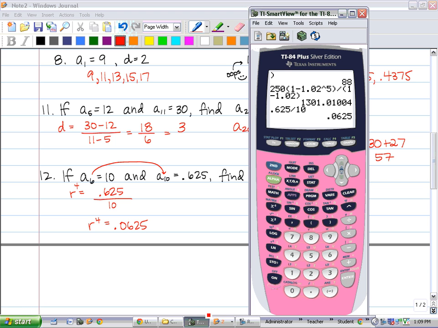So now a fourth root. I'm going to do that to the 1/4 power. Remember that indicates a fourth root. And my R is 1/2.